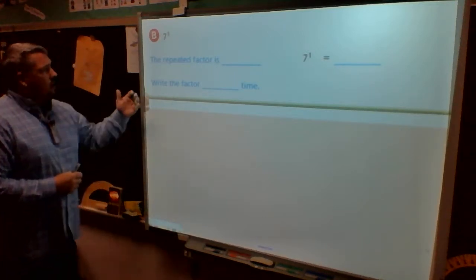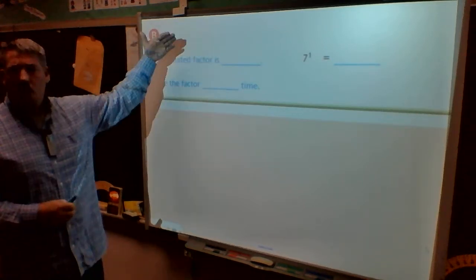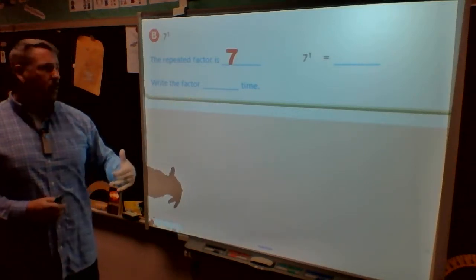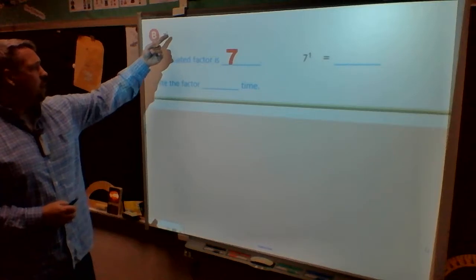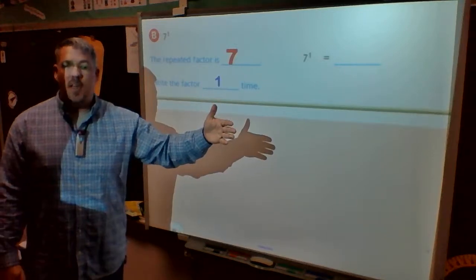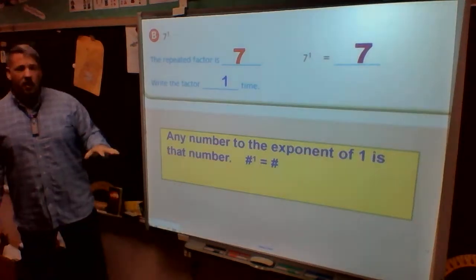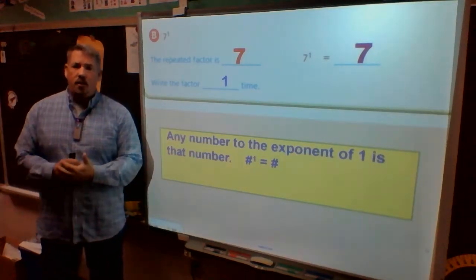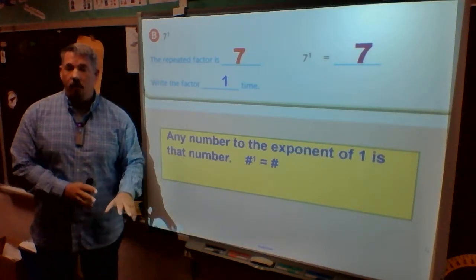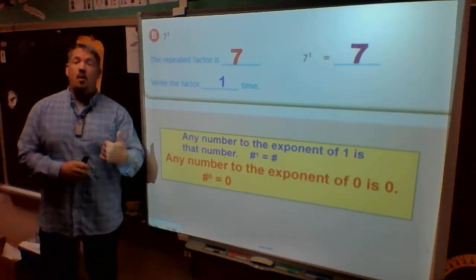This one says that I have 7 to the first power. The repeated factor, the number that's the base, is just a 7, correct? So then what's the repeated number? Well, I write that factor how many times? I only have to write it once, right? So 7 to the first power is just the same as saying 7. So what I want to do a tangent on is the idea that any number at all that we would write to an exponent of 1 is just that number by itself. In the same way, I can apply the idea of having an exponent of 0.